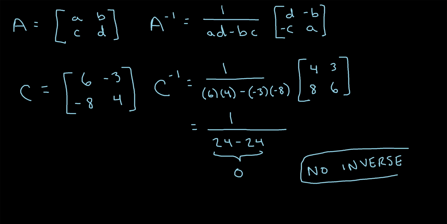And that is a rule that you will encounter where ad minus bc, this is known as the determinant of the matrix. I'll just write DET. And whenever the determinant is equal to 0, it means that the matrix has no inverse. So that's something to keep in mind when you're finding the inverse of a 2 by 2 matrix.